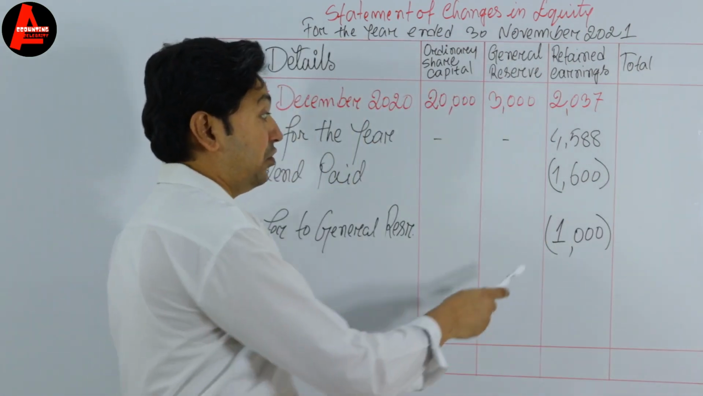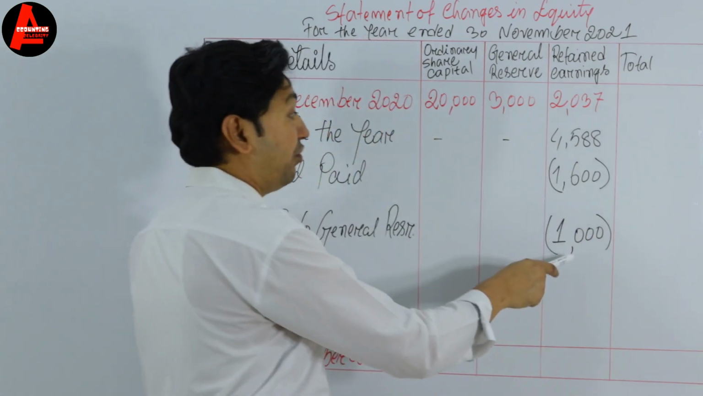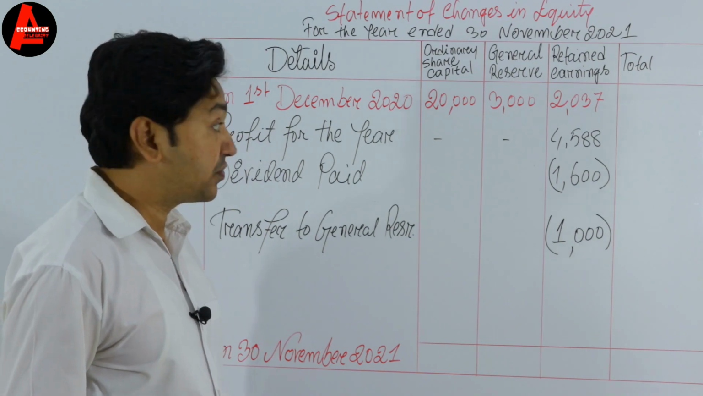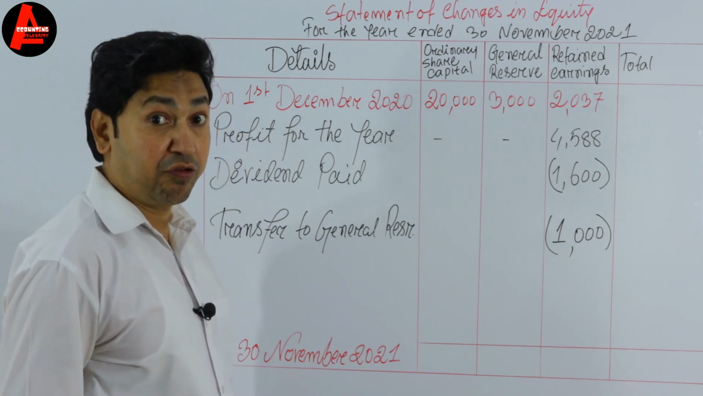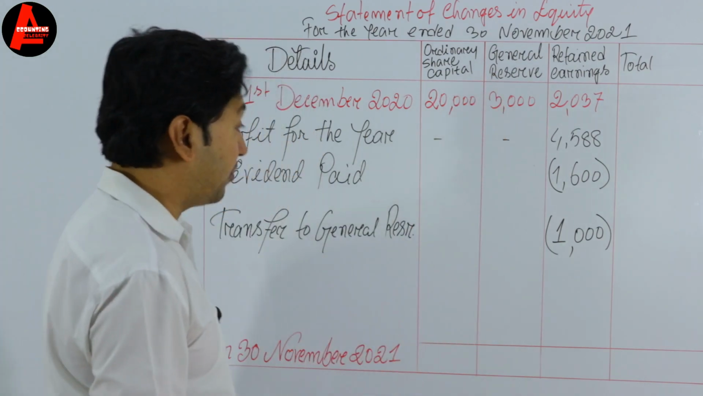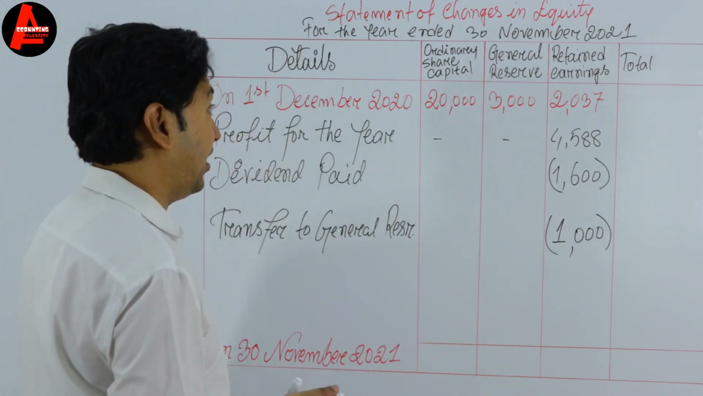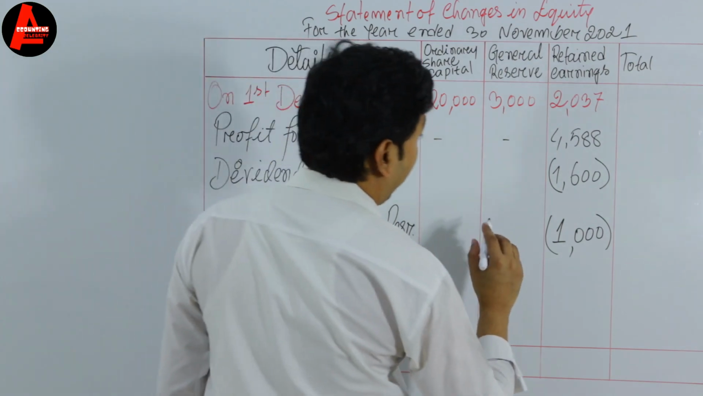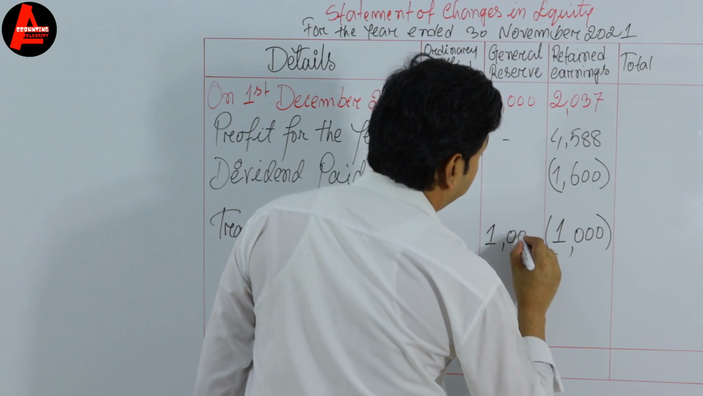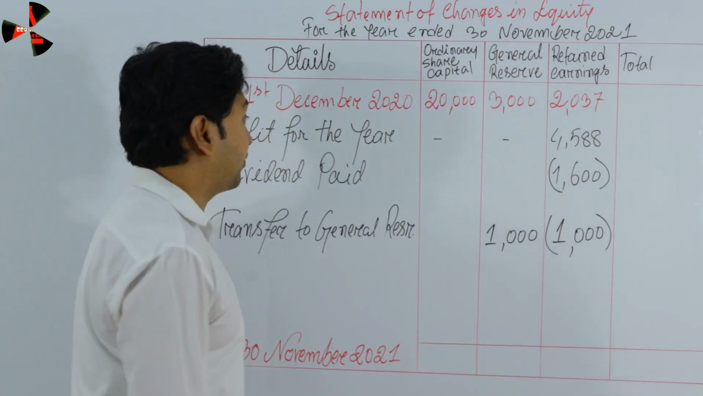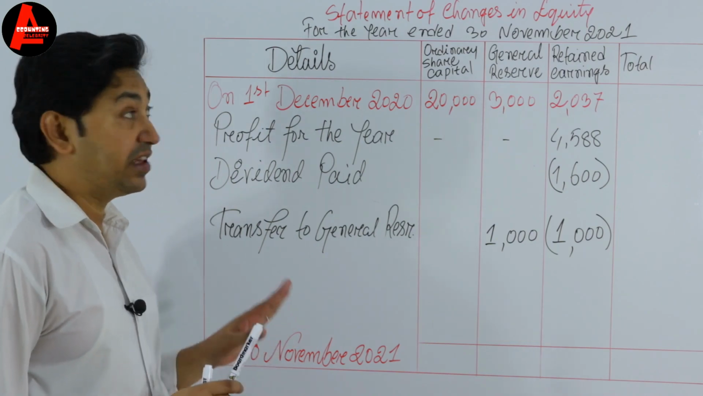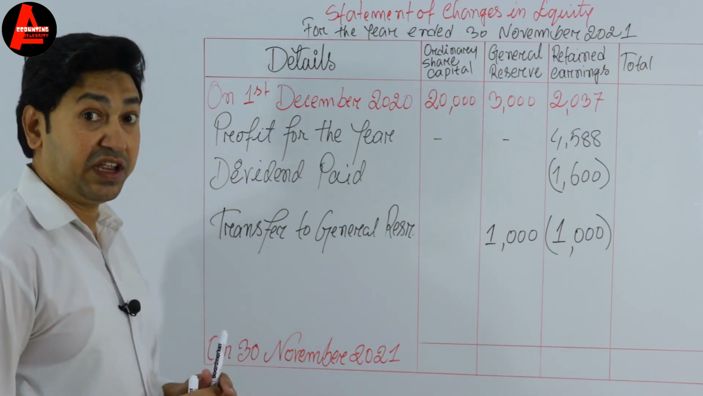Now this is not over. Here we subtracted $1,000 from the retained earnings, so we transfer this amount to the general reserve. Here we have the general reserve column, so we have to write $1,000 here as well. This amount will be added to the opening balance of general reserve. Great, so these are the only items you need to record in the statement of changes in equity.